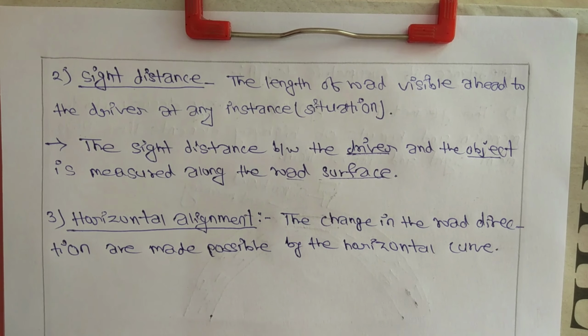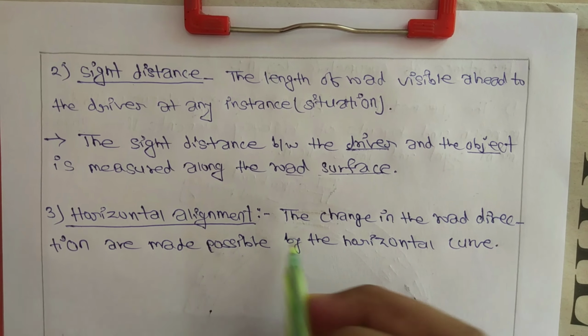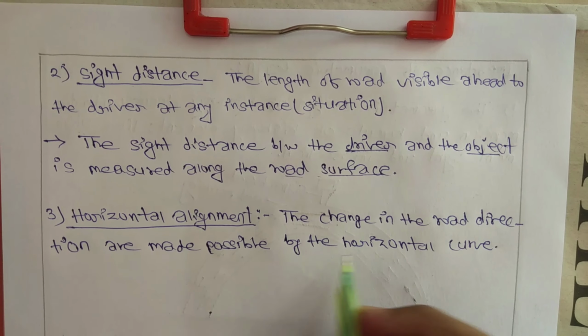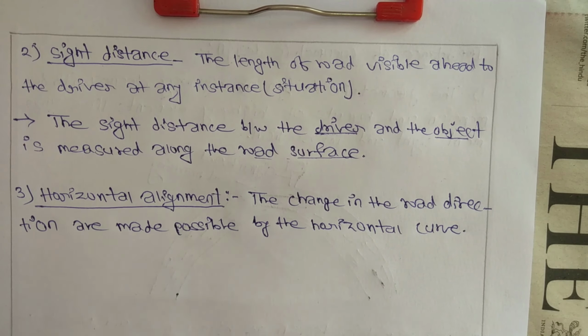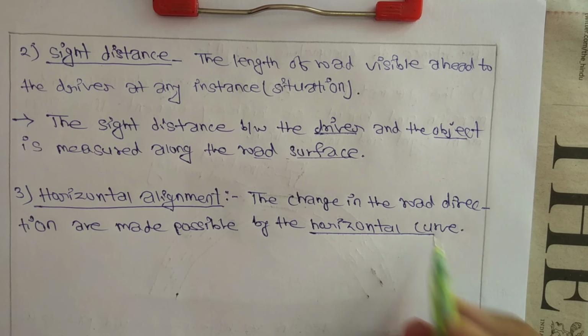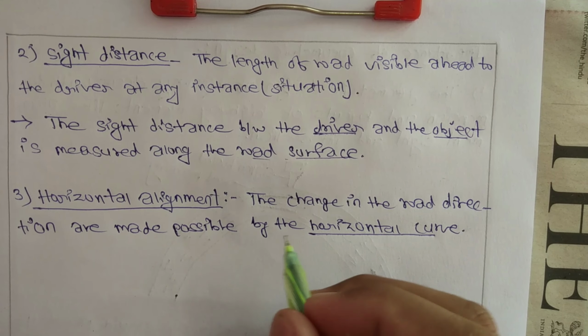So the horizontal direction. Moving into the third point, that is horizontal alignment. In this, the change in the road direction are made possible by the horizontal curve. In this, the change in the road direction are possible by the horizontal curve only. So let me draw the figure.